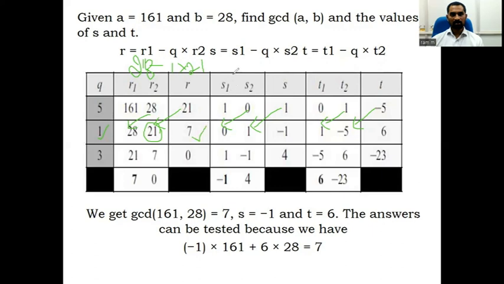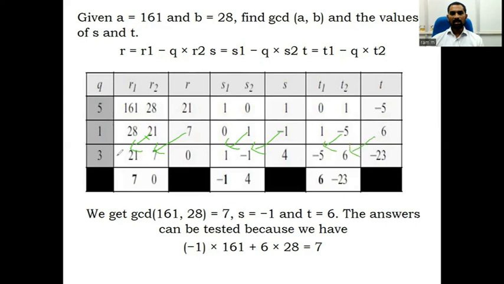In the same way, how are we getting the value of S? S1 value is 0 minus Q, which is 1, into S2 value 1. So it is minus 1. In the same way, we'll get the T value as 6. Before the next iteration, R2 becomes R1, R becomes R2. Similarly, S2 becomes S1, S becomes S2, T2 becomes T1, T becomes 6.